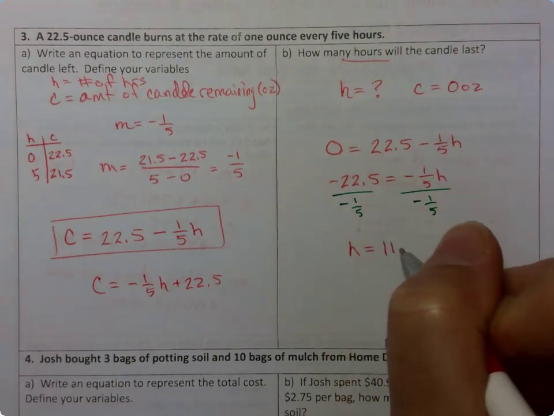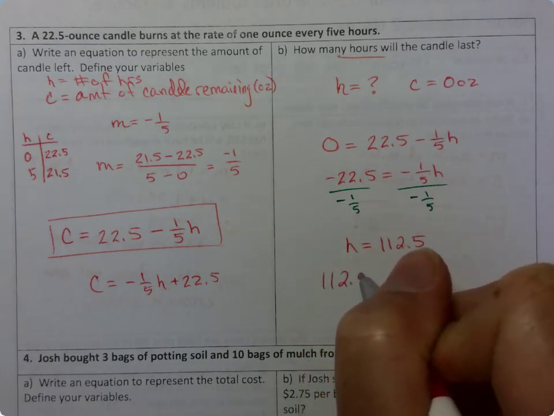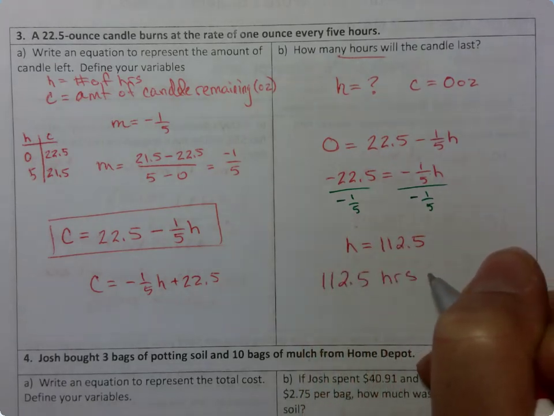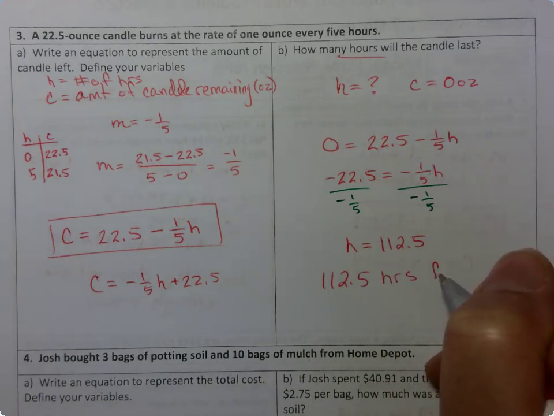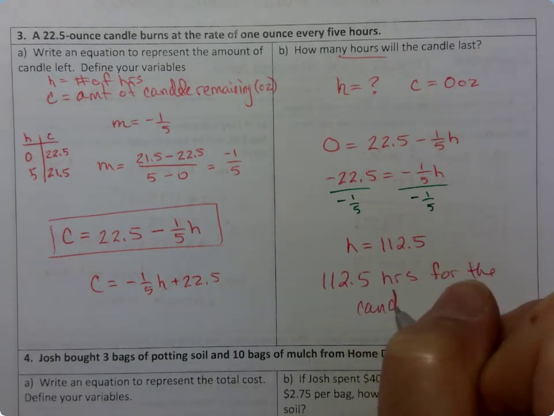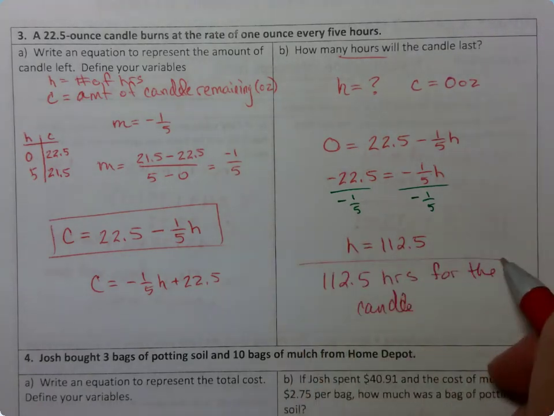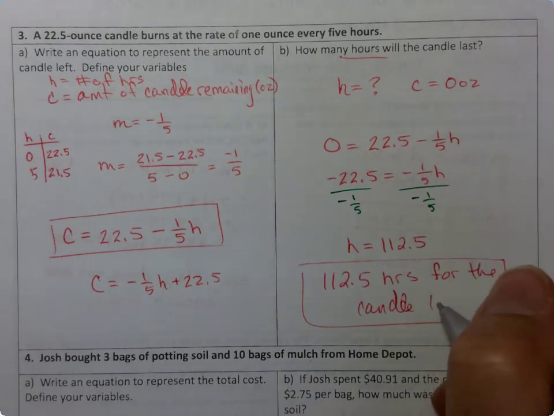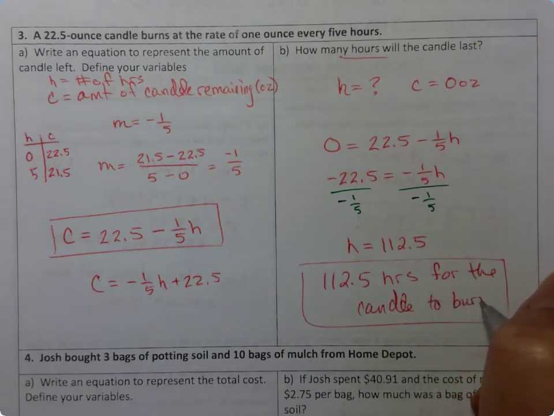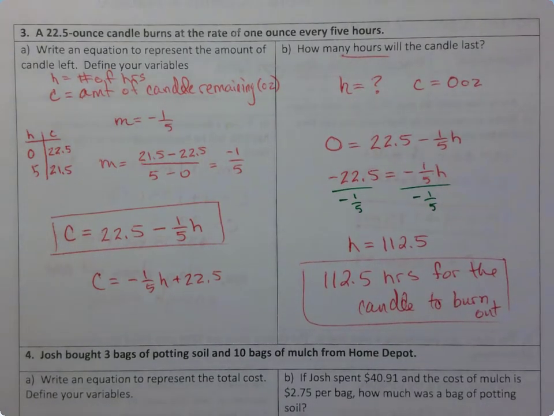We get 112, is it 0.5? All right, so 112.5 hours for the candle. I don't know how to say it. I think I messed up how I want to say it. For the candle to burn out. Is that okay? Or the candle has 112.5 hours of burning time.